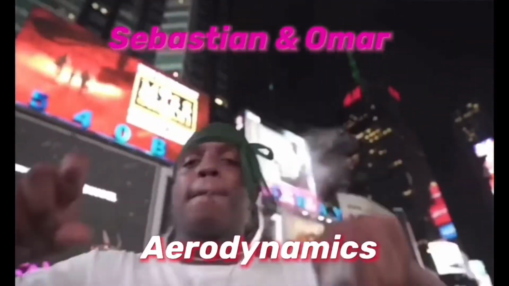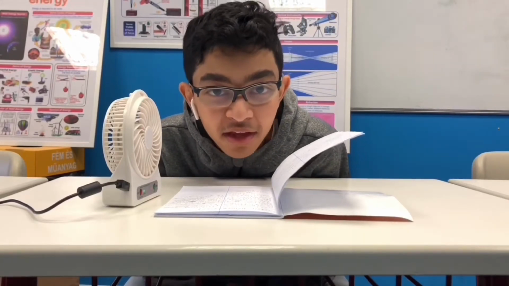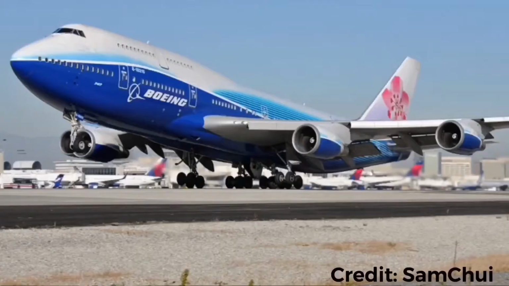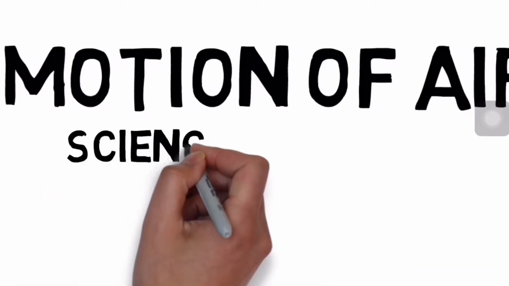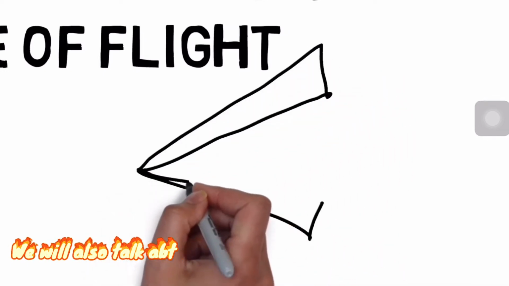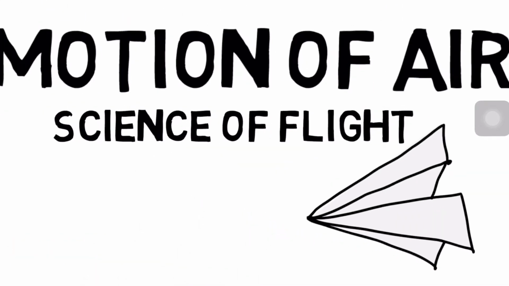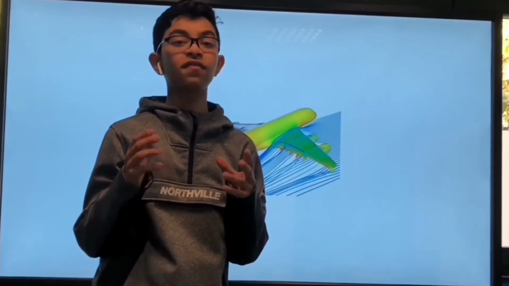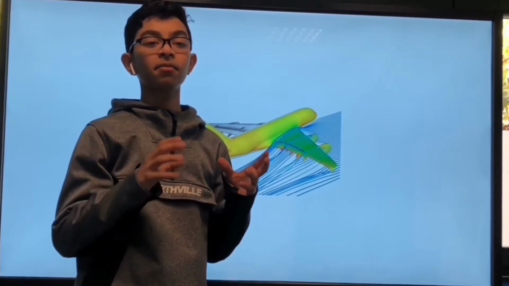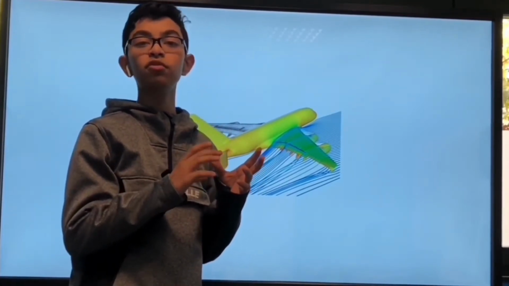We live in an ocean of air, and air is a fluid. Since it's a fluid, it affects whatever object it interacts with, including aircraft and automobiles. In this video, we're going to talk about the study of the motion of air, the science of flight. Aerodynamics is very important because it helps us understand and predict how an object would move through the air.